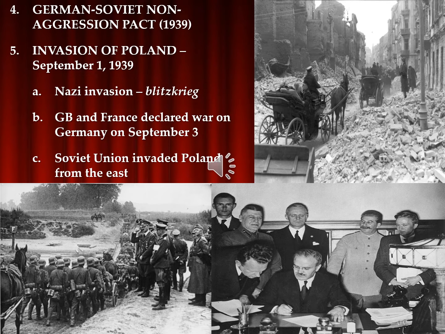The Soviet Union then invaded Poland from the east, and the Poles fell within 6 weeks. And one of the reasons being is that the Polish army was still using cavalry on horses with lances, and they were going up against German tanks.